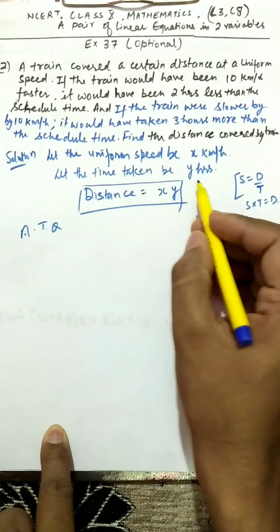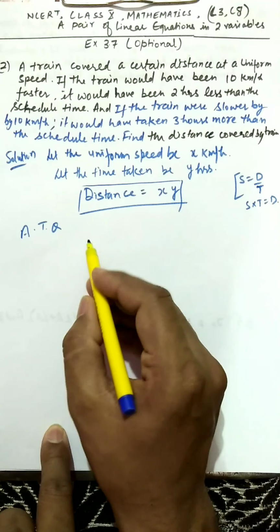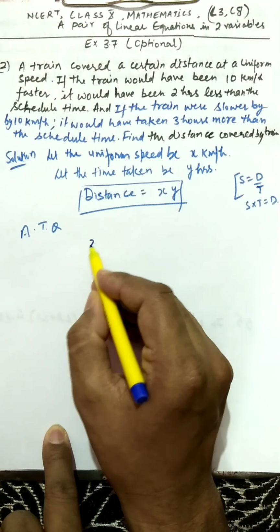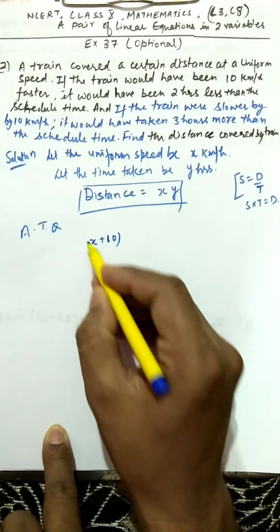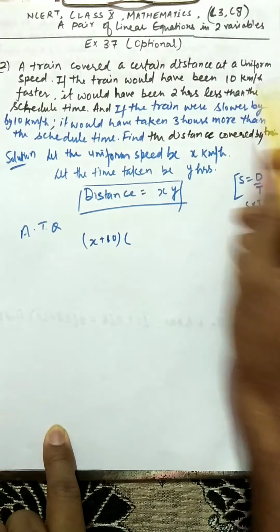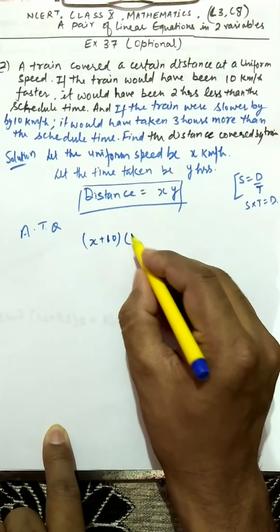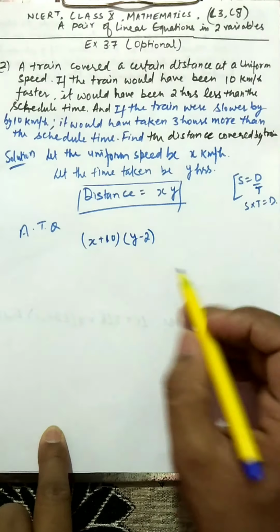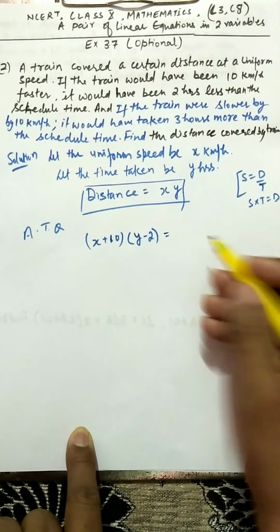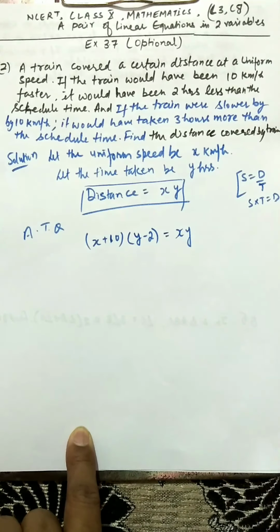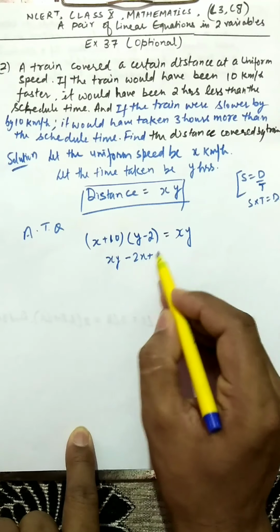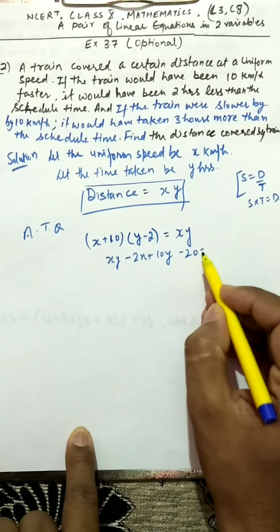So according to the question, your distance, which is xy, with speed 10 kilometer per hour faster is x plus 10. This is the speed. I'm using this formula again. And time, this is 2 hours less, so earlier it was y, this time it will be y minus 2. Now according to the new speed and new time, the distance covered is the same, xy. So you simplify: xy and you multiply, this is minus 2x plus 10y minus 20 equal to xy.